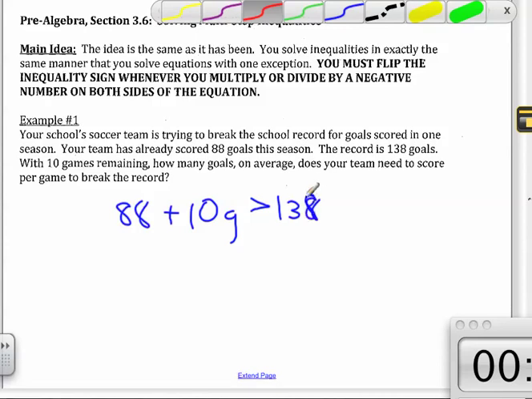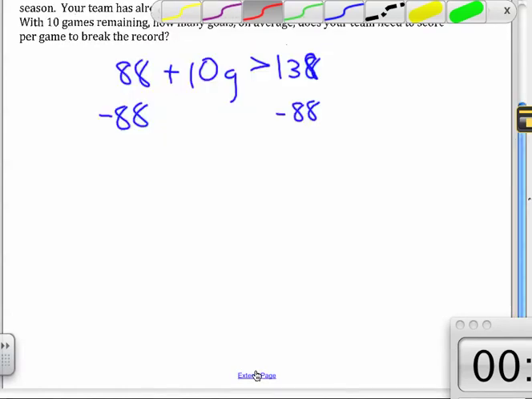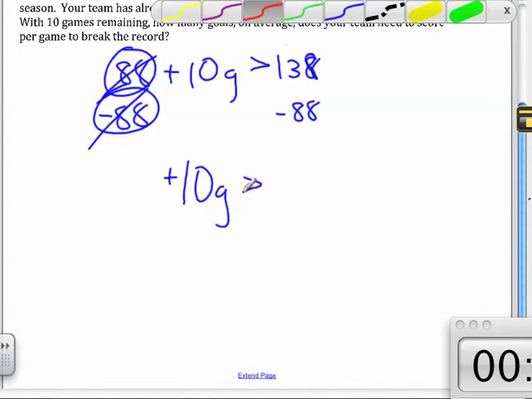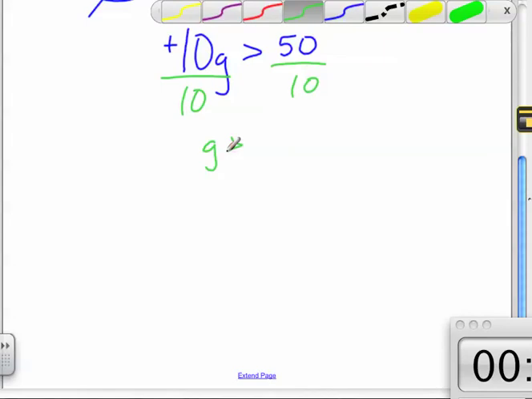Okay, well, let's see how many goals we need to score in the next 10 games. What do I do here? Hobbs? You subtract 88, because that's the thing farthest from the variable. The 88 minus 88 cancels and leaves me with 10g is greater than 138 minus 88, which is 50. What do I do from here, guys? Alex? You divide 10 from each side, and I get g is greater than 5. So that means we have to average more than 5 goals a game to break the record.